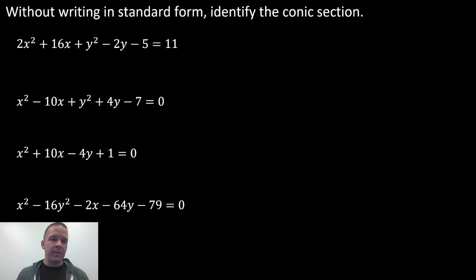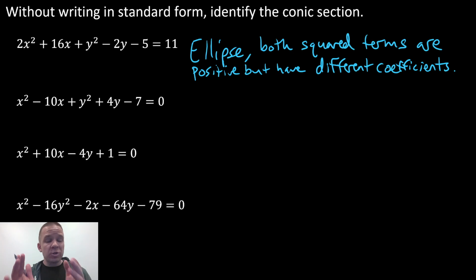So the first one here, I have 2x squared, and I have positive 1y squared. So both my squared terms are positive. However, they have different lead coefficients. That means that this one is an ellipse. So both squared terms are positive, but they have different coefficients, right? If they were the same coefficient, then we're dealing with a circle, all right?